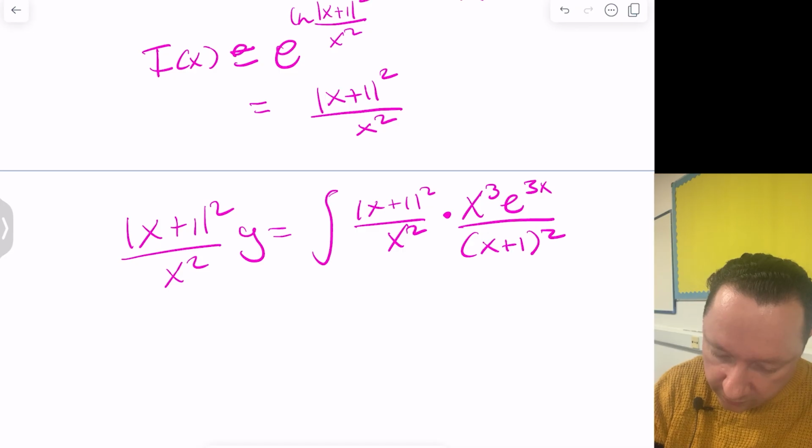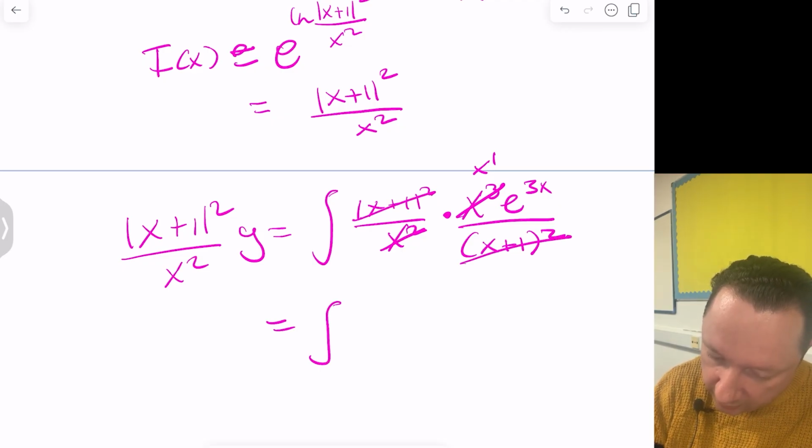Try and cancel anything we can. So we've got x cubed and x squared, so I can do that and get x to the 1. You've got x plus 1 squared and x plus 1 squared, so you can just say goodbye to them. So that equals the integral of x e to the 3x. I should have a dx on it.